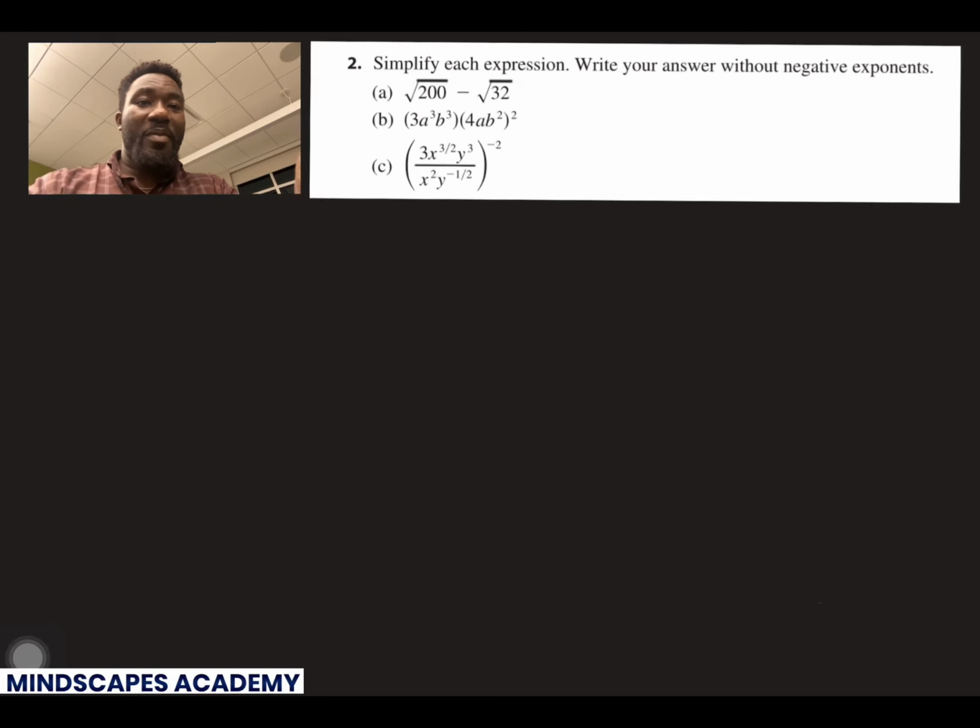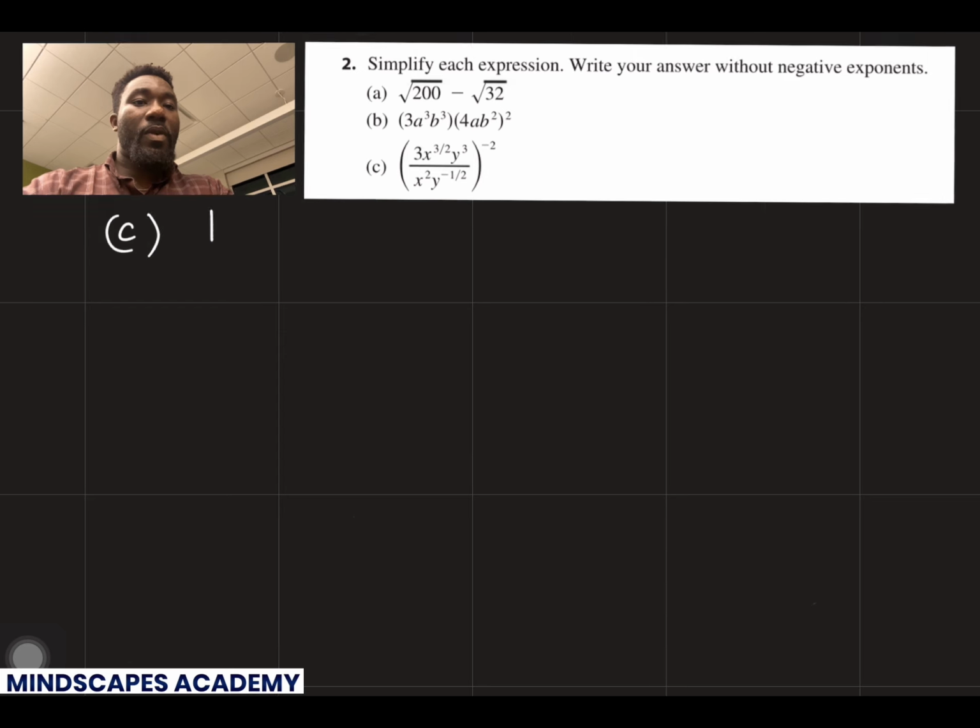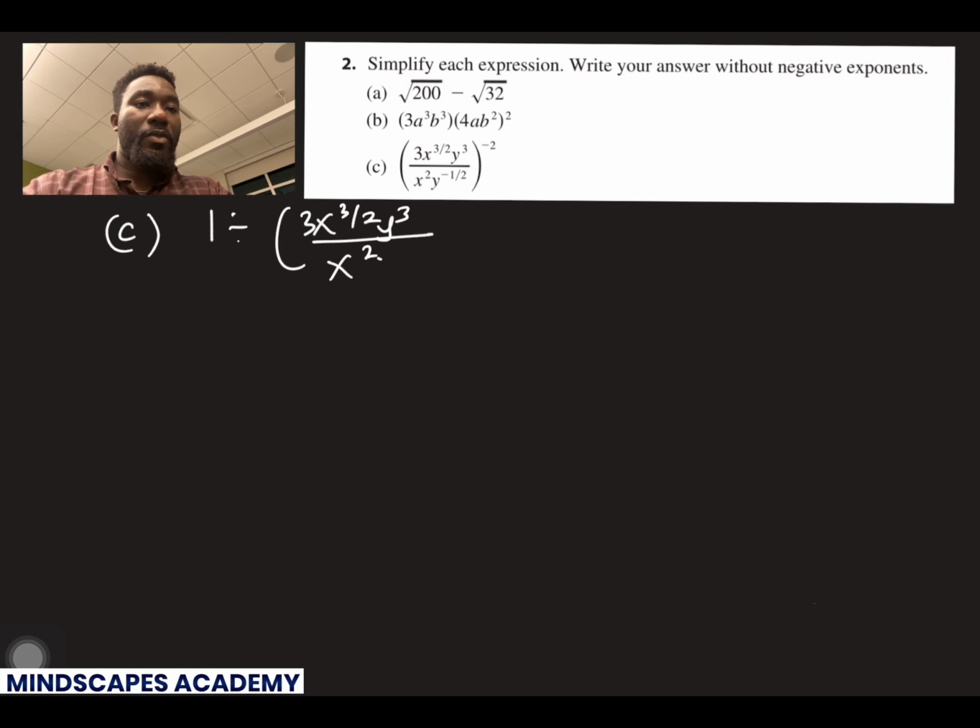So let us solve the third problem here. Now there we have a lot of steps, so let us follow. Now we have negative exponents. So we said whenever we have negative exponents, we have 1 divided by what we have, which is 3x cubed, or 3 over 2 y cubed divided by x squared, negative 1 over 2, then squared, because we've removed the negative exponent.